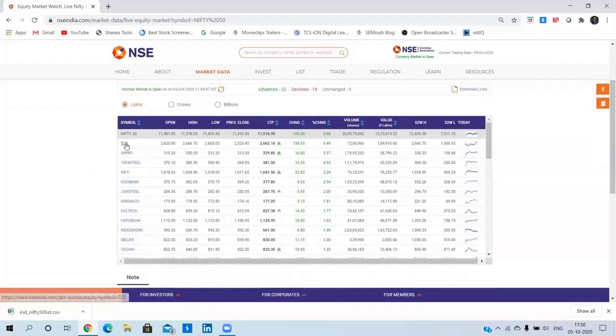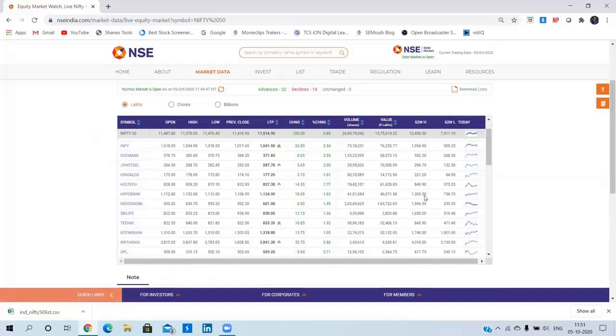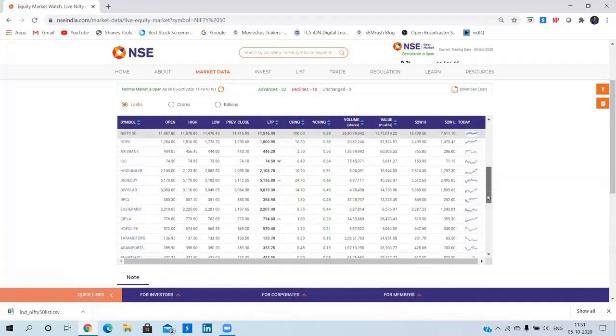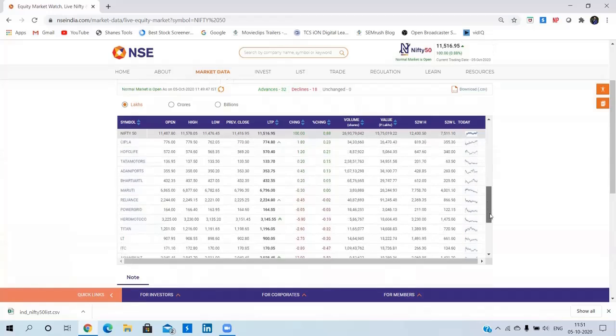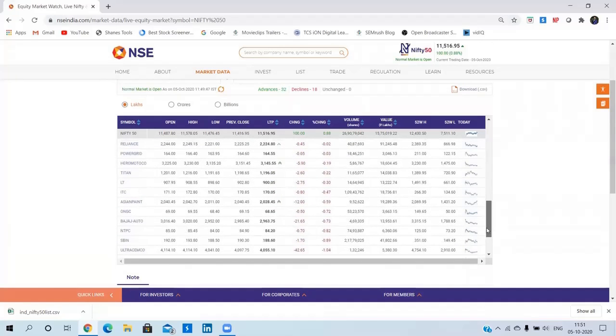Then talking about TCS, the last traded price of TCS has been 2662 rupees and 10 paisa. Then talking about Wipro, Tata Steel, Infosys, Bank. Here all the firms are mentioned which come under the Nifty 50 stocks, right? So if I want to buy or sell L&T, then here is the price of L&T.